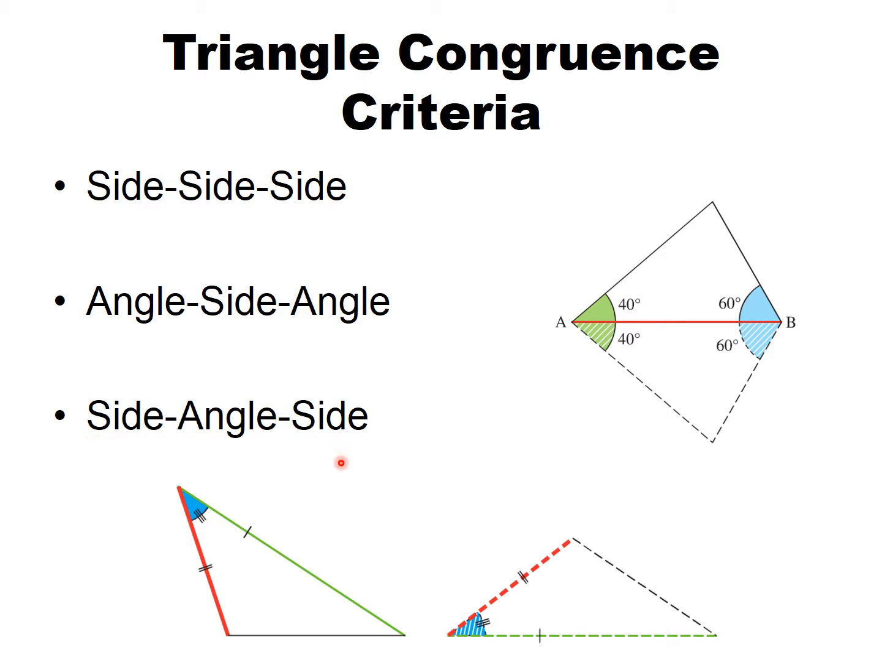Another one was side, angle, side. We said that if two triangles share a side, an angle, and then a side, they're congruent. So here these two triangles share the red side, an angle, and then the green side, and so they are congruent. And so similarity is going to, at first glance, look a lot like congruence, but there's some key differences, and we're also going to see some similar looking triangle criteria.